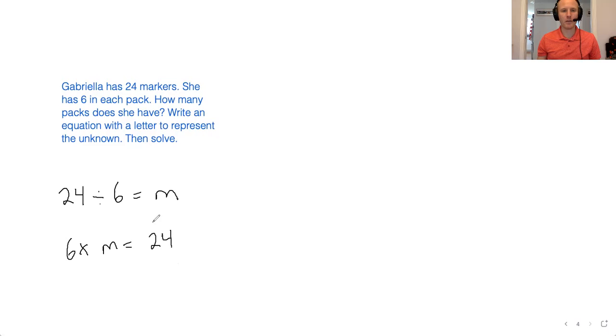Again, notice that M in both cases is just standing for the thing that we don't know yet. We call it a variable. That's a big word. Really all it means is the thing that you don't know. So we have to figure out what number can go in there and make this true. So when we replace the M with a number, whatever number we put in there has to make this sentence true.